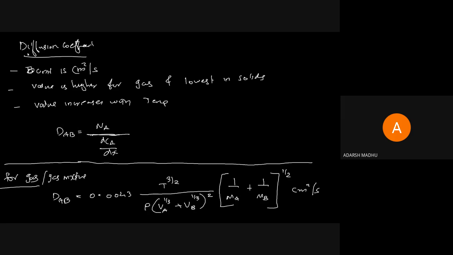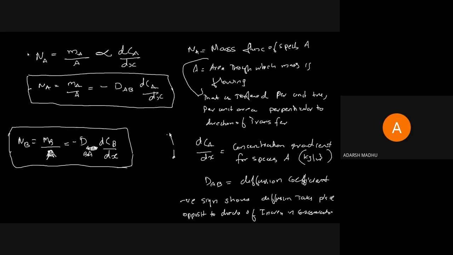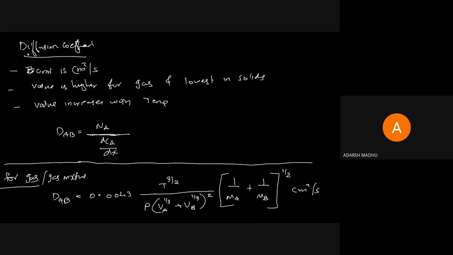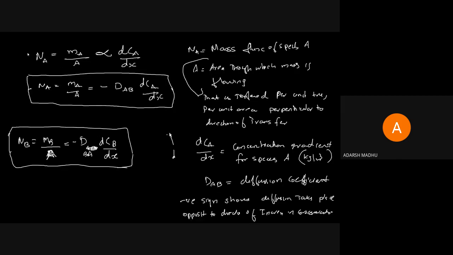And we have discussed that equation: NA equals MA by A equals minus DAB dCA by dx, for fixed load. And we have discussed DAB, that is the diffusion coefficient. The negative sign shows that the diffusion is from the higher region to the lower region, opposite to the direction of the increase in concentration.